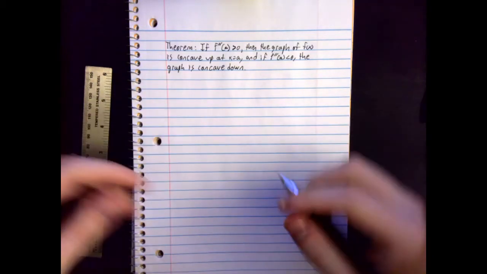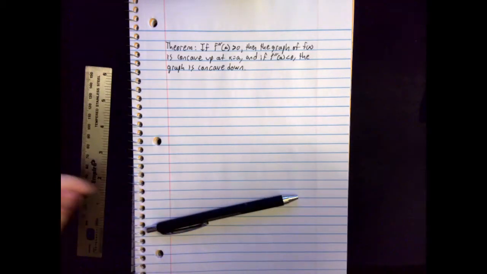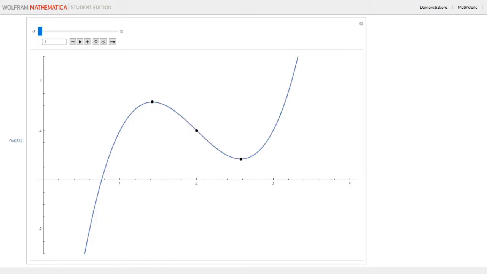And this is somewhat abstract, so maybe let's go into Mathematica and see a picture of this. Here I've got a function that's graphed, and I've got 3 points marked on here. I've got a local maximum marked here, a local minimum marked here, and then this other point that I'll talk about in a moment.